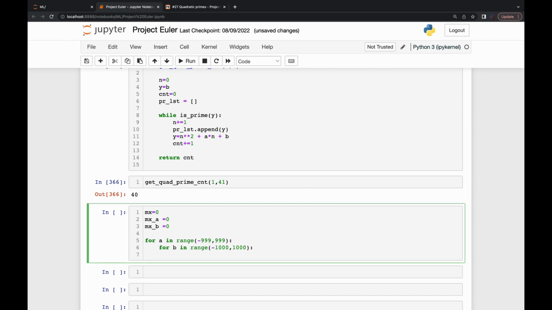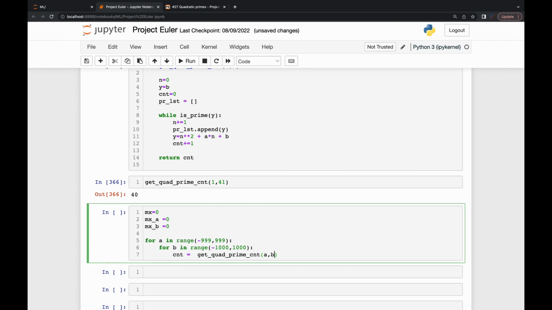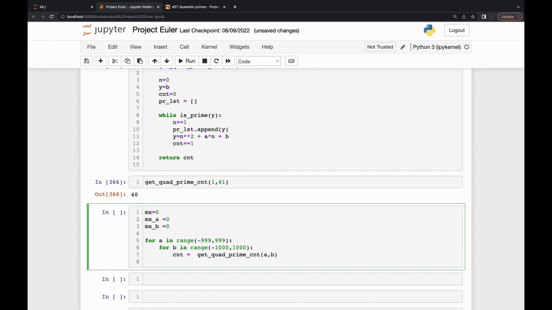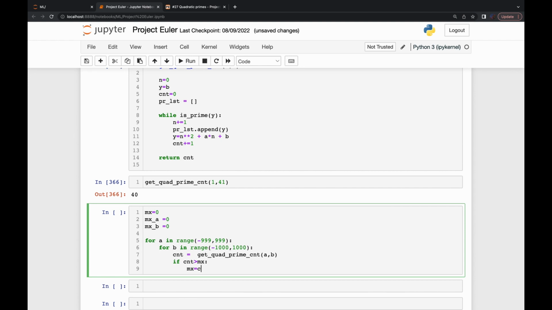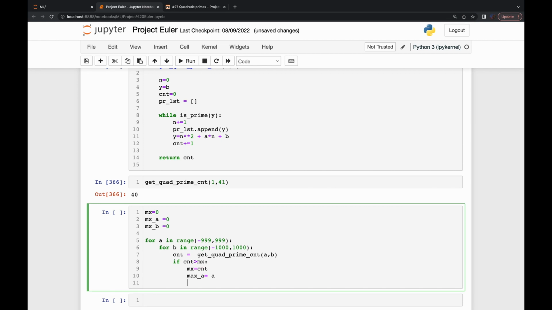Now we'll have to count. Count is get quad prime count. Then I give A and B, and then we are checking if the count is greater than max. Then our max is equal to count. Well, this is not really max of A. Max A and max B are just the values of A and B for which we got the maximum count. So max A is equal to A, max B is equal to B. Okay, now let's run.